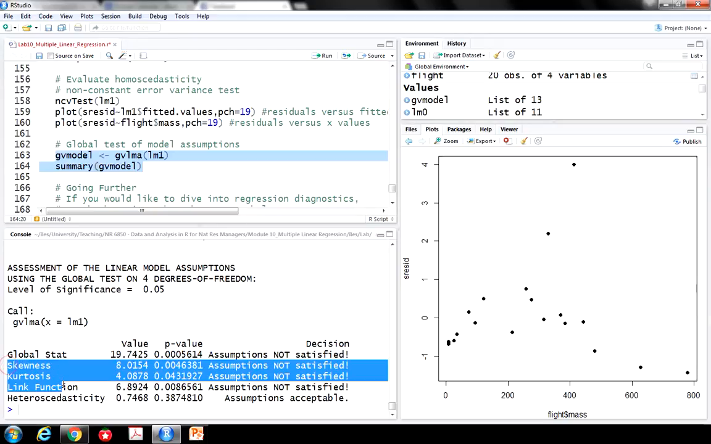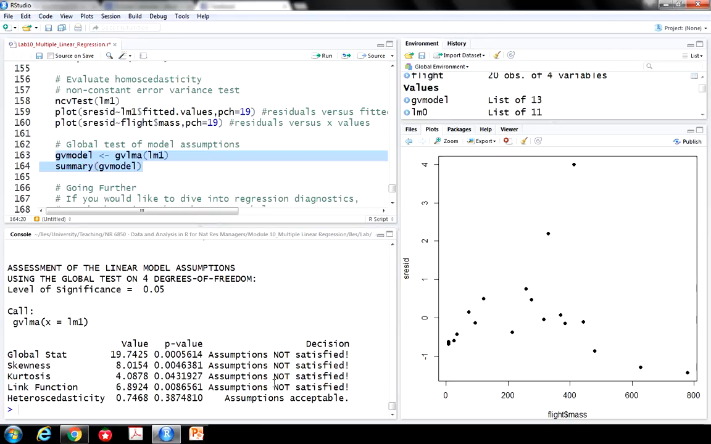I haven't talked about the skewness, kurtosis, and link function yet, and we're actually not going to focus on that too much. Okay, but I see that there's something weird going on here. Don't like to see that. And it is telling me that this heteroscedasticity assumption is okay. So actually, my variance isn't increasing significantly as I move from left to right here.